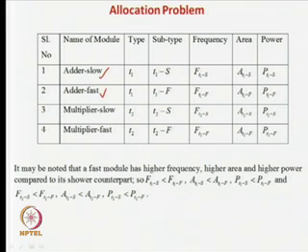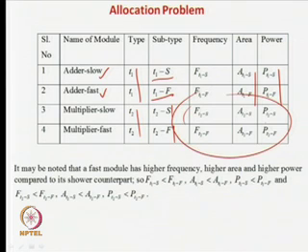I am not mentioning the type, like ripple carry or carry save. We are saying there is a slow adder and a fast adder, the type is T1, then we also have to mention the subtype. T1S is slow, T1F is fast, then the frequency is F of T1S and F of T1F, the frequency of the slow and fast adders respectively. Similarly, this is the area, this is the power, and then we have two types of multipliers also, type T2, subtype T2 slow and T2 fast, and similarly here we have defined frequency, area and power.